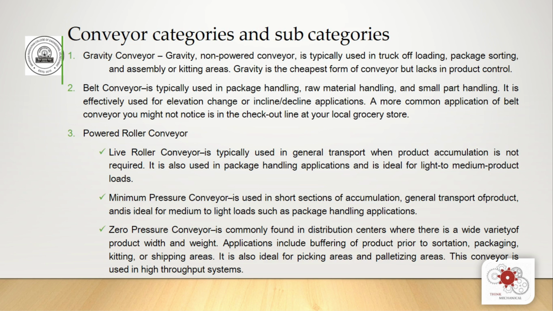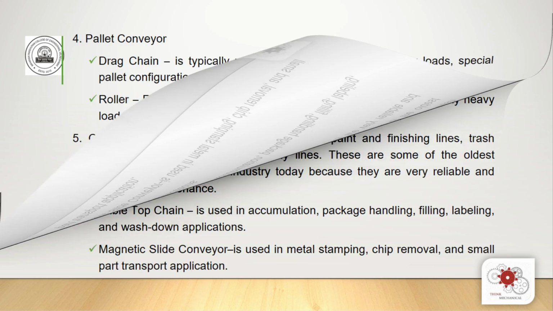It is commonly found in distribution centers where there is a variety of product. There we can find the application of this zero pressure conveyor. It includes the buffering of product prior to sortation or packaging. It is also ideal for picking areas and palletizing areas, and this is used in high throughput systems.